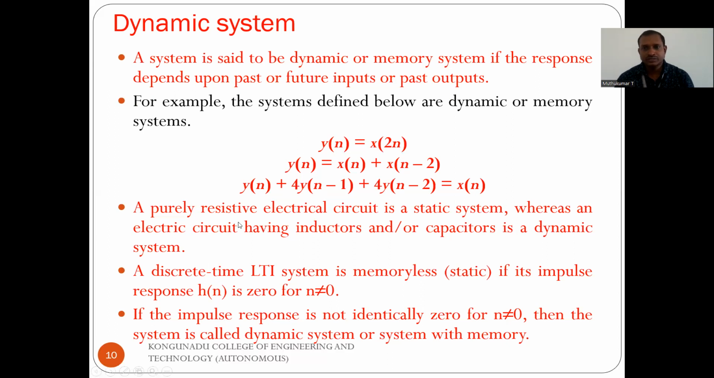So a pure resistive electric circuit is a static system. When we take a pure resistance circuit, that is a static system. Whereas an electric circuit having an inductor or capacitor is a dynamic system. The circuit which consists of an inductor and a capacitor is called a dynamic system. A purely resistive circuit is a static system.